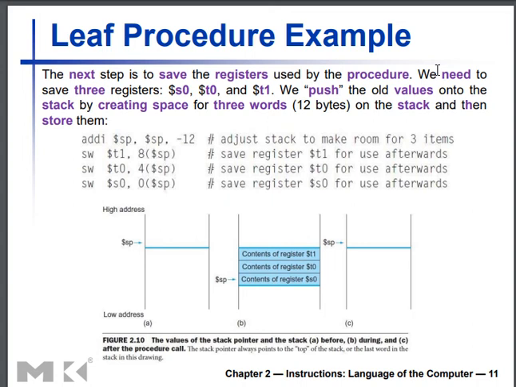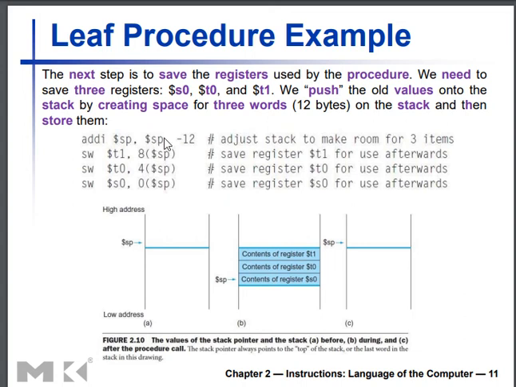If you are using these, you need to push the old values onto the stack by creating space for 3 words in the stack. I told you already, if you are using the stack, the stack pointer needs to be adjusted to accommodate 3 values. There is a register called SP, the stack pointer. So you try to adjust the stack pointer so that it can hold three values.